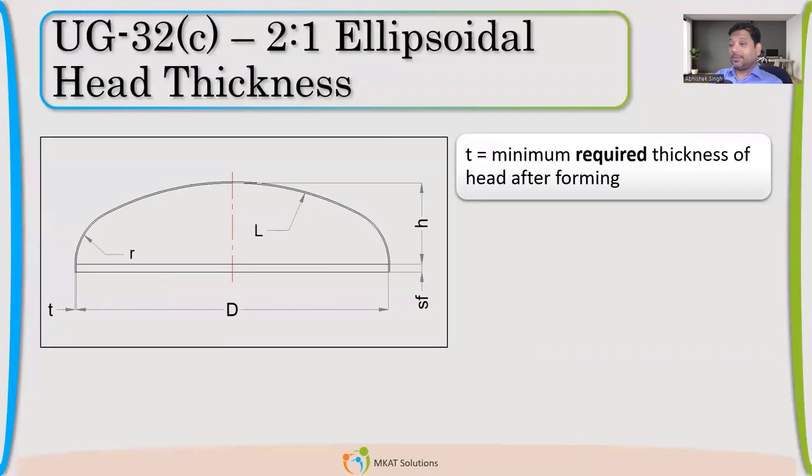So now, minimum required thickness. If you want to find out the thickness of the head after forming, whenever you are calculating thickness for a head, you have to be very clear that too much forming is involved. Why? Because if you see this knuckle portion, the smaller the radius, the higher the stresses.